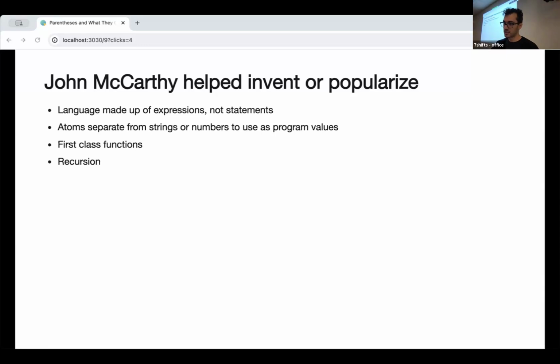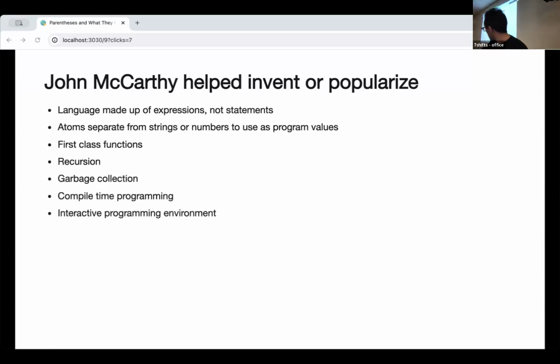First-class functions, recursion, garbage collection, compile-time programming, interactive programming environment. REPL, who's heard of that, right? Read, eval, print, loop. That is standard Lisp stuff, right? So this is going back to the very, very beginning.